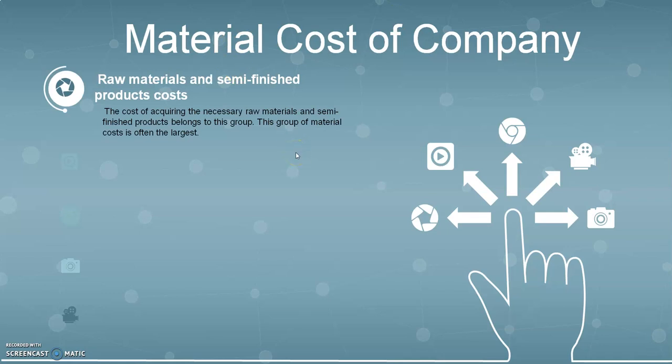Now, the examples which I gave, what do you mean by exactly those things? The cost of acquiring the necessary raw materials and finished products belong to this group. This group of material cost is often the largest.